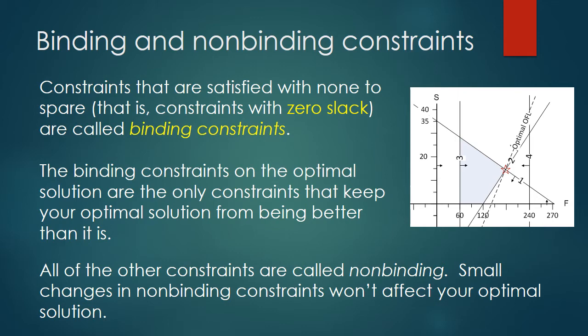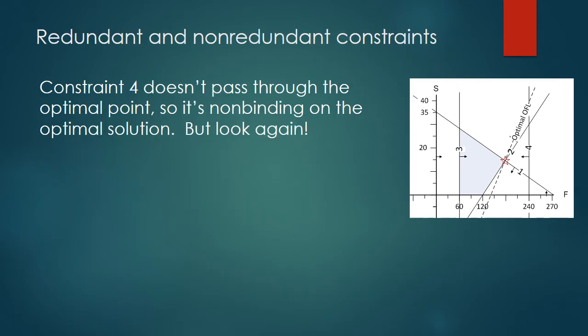So it's the binding constraints that a manager really wants to pay attention to. The non-binding ones are of less importance because they don't directly determine the optimal point. So constraint 3 and constraint 4 are both non-binding. They don't pass through the optimal point. The non-negativity constraints are also non-binding, the ones that force us into the first quadrant.